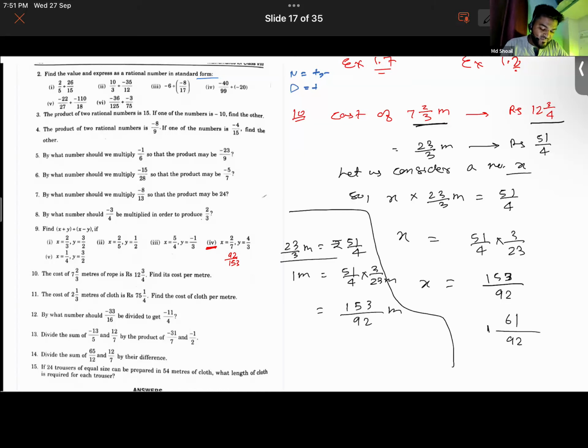Question number 11 is also of the same nature, where the cost of 7 upon 3 meters of cloth is this much, 301 upon 4 rupees. So, find the cost of cloth per meter. So, again, we will say that the cost of 7 upon 3 meters, since it is 301 upon 4 rupees, so, the cost of 1 meter would be how much? 301 upon 4.